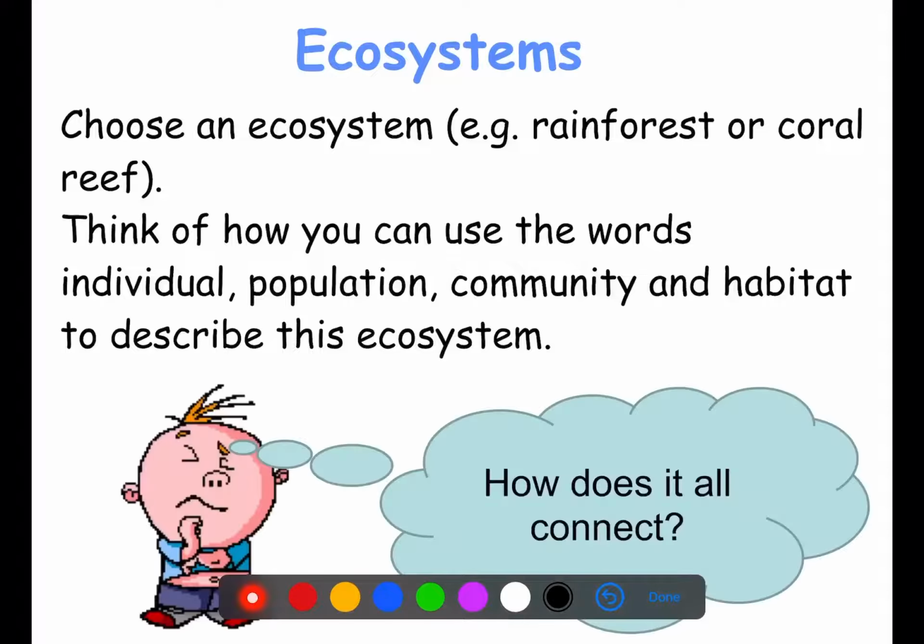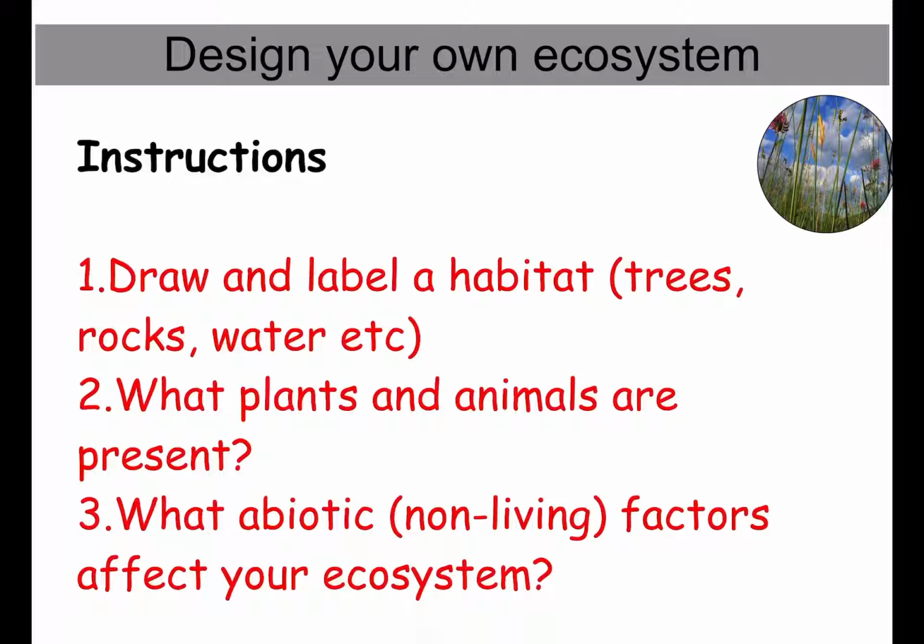One of the tasks that you need to submit on Google Classroom is to draw and label your habitat. So put in your trees, your rocks, your water, all the different places where some of your living things might live. You then need to put in your plants and your animals and try and see where they are and what they are. And then say what non-living factors, what abiotic factors affect your ecosystem.